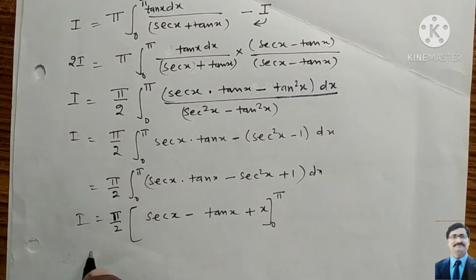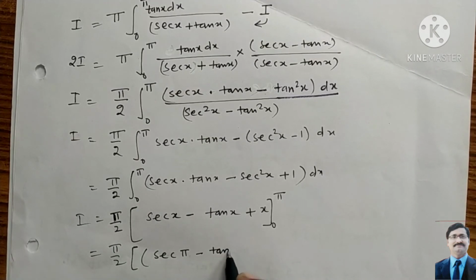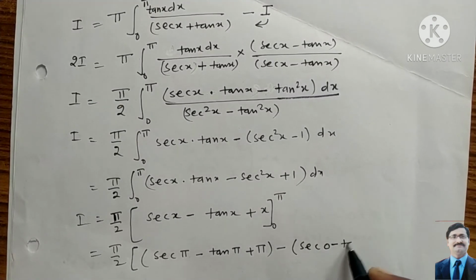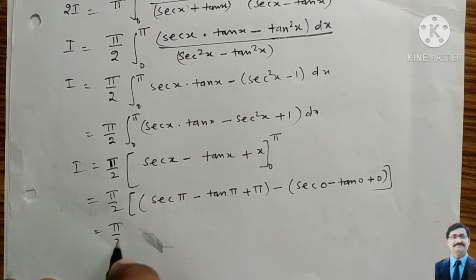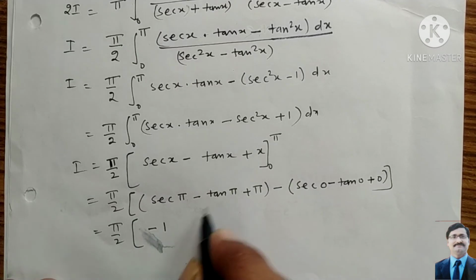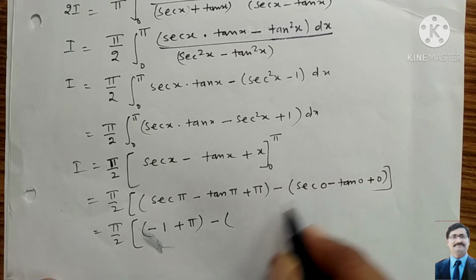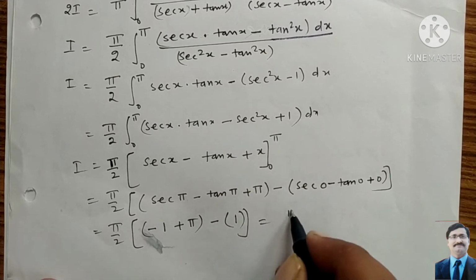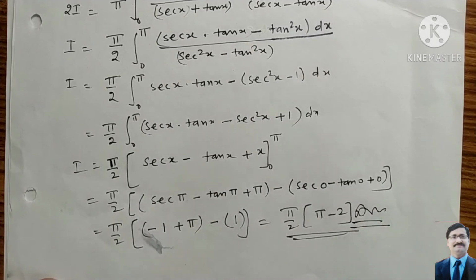Now we put all these values: pi by 2, first we put pi, so we get sec pi minus tan pi plus pi, and then we put 0, so sec 0 minus tan 0 plus 0. Now sec pi is minus 1, tan pi is 0, plus pi, and minus sec 0 which is 1, and minus the other 1. Minus 1 and minus 1, we get pi minus 2. So this is our answer. All of you understand this?